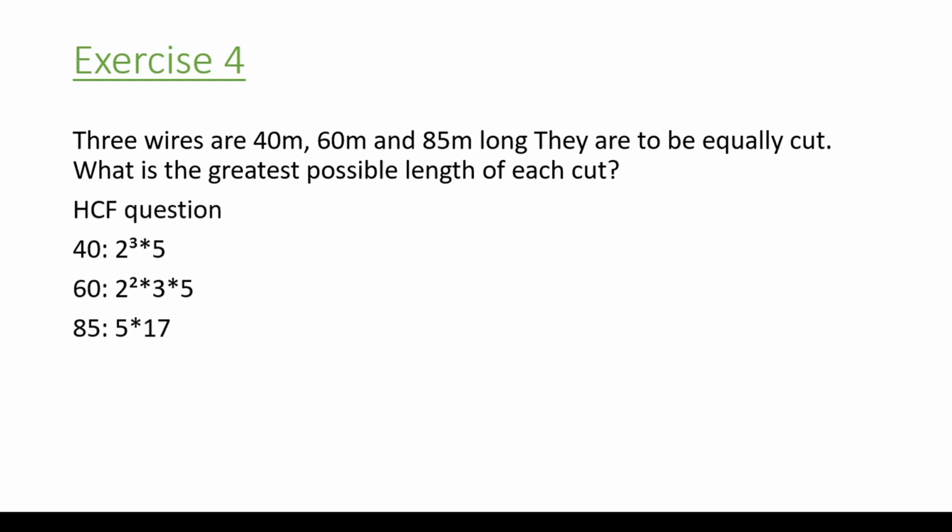So, it's the highest common factor question. 40 is 2 cubed times 5. 60 is 2 squared times 3 times 5. 85 is 5 times 17. So the answer will be 5 meters, because 5 is the only common factor in them, and therefore the highest common factor.